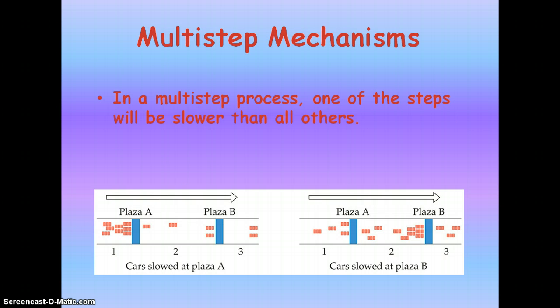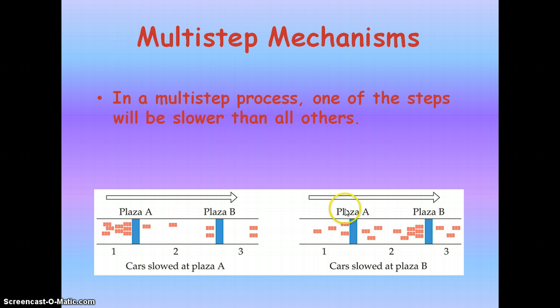All right, let's go back to that first step. That slowest step is going to impede or determine the rate of all the steps. So here we see the first little schematic. Plaza A obviously gets a lot of congestion there, but as soon as they get past A, they can go through B very easily. So A determines how fast the cars can travel through these streets.